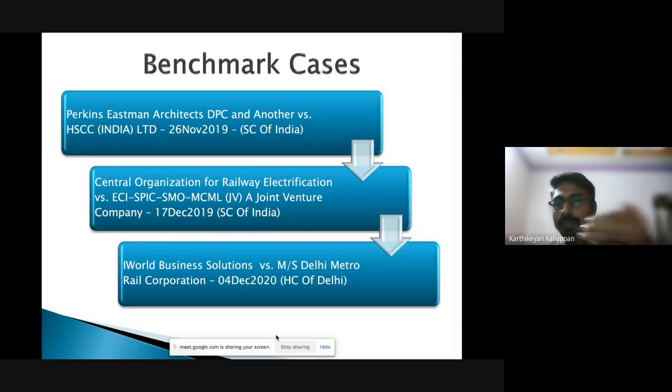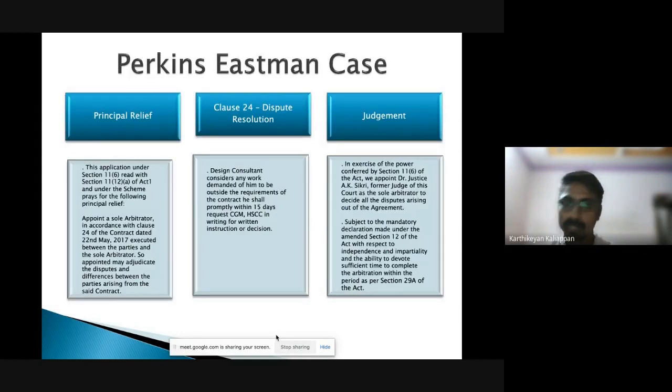The reason I stacked them one by one in this order is that Perkins Eastman was the first one, and then came the CORE versus ECI judgment. That was slightly different. And right now iWorld Business Solutions has been adhering to the judgment given in CORE versus ECI. So these are the 3 cases. Now let's get into the Perkins Eastman case. There are 3 things we are going to discuss here. One is the principal relief, what has been asked for, and what clauses come inside that particular contract, which is the basic point behind all these discussions between those 2 contracted parties. That's why I thought of bringing that up. And then, what is the judgment that was given?